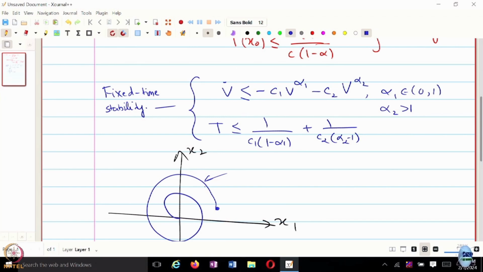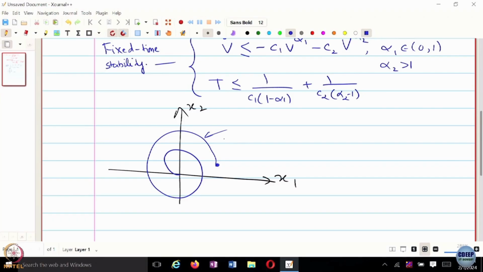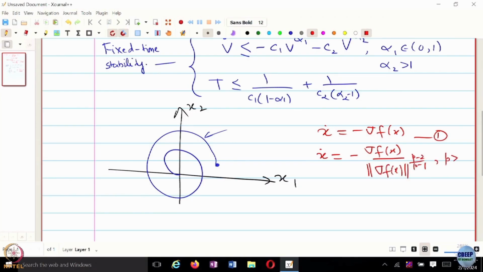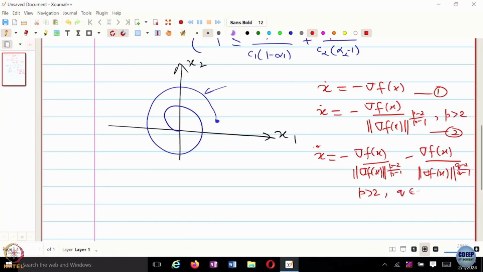As a function of time, x1(t) and x2(t) would look different obviously, but the path traced by this particular dynamical system is going to be the same as the path traced by a nominal gradient flow without normalization. Let's call this simple gradient flow 1. Then a finite time convergent flow which looks something like this, with p greater than 2, let's call this 2. And a fixed time convergent gradient flow, with p minus 2, p minus 1 minus, with p greater than 2 and q a number between 1 and 2.